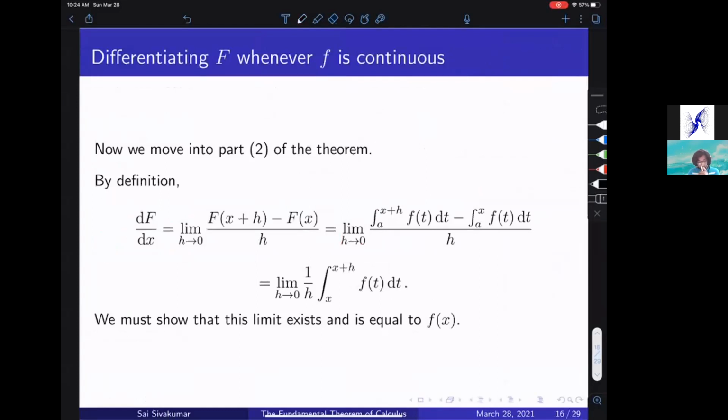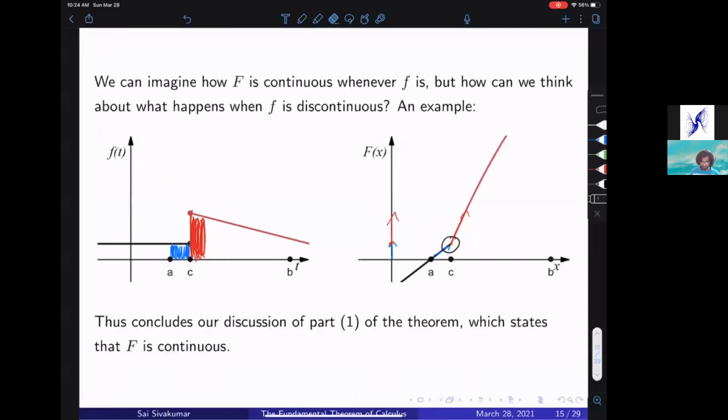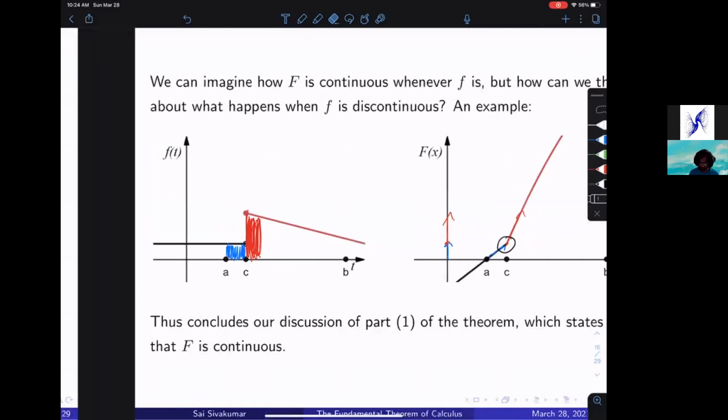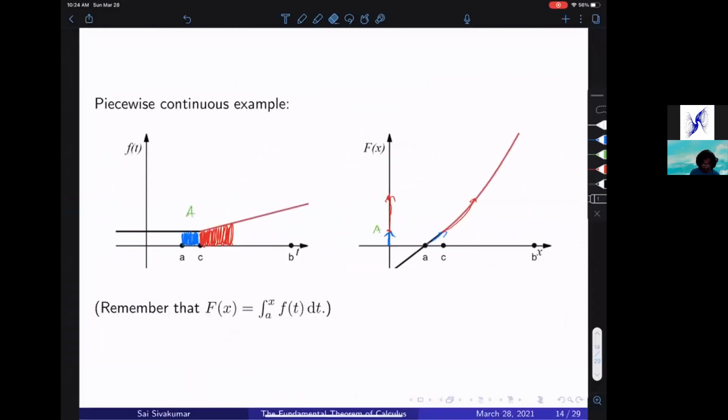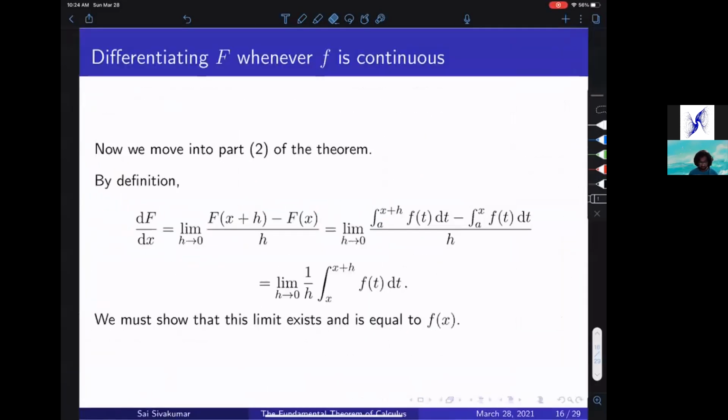So now this is the second part of the theorem. This is where I want to differentiate capital F wherever lowercase f is continuous. And this is kind of what I was getting at here, because here it's discontinuous and this thing looks like a corner. That's not good, but at least here it was piecewise continuous, but it seemed like, you know, kind of smooth there. That's pretty cool.